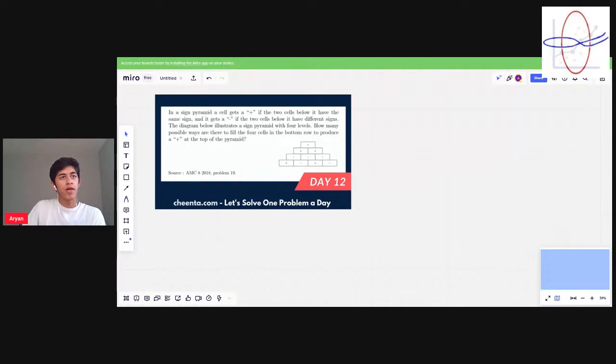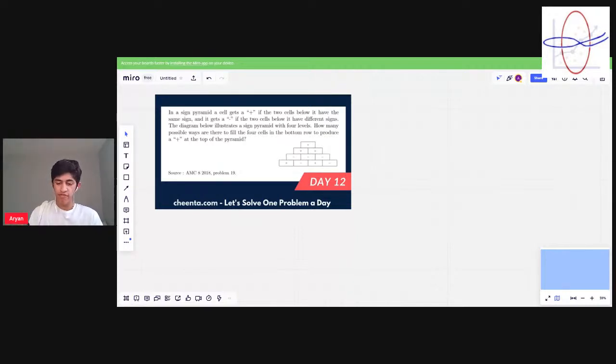So today we're going to be looking at the AMC 8 2018, problem number 19. Let's first read the problem before we start to work on it. The problem says, in a sign pyramid, a cell gets a plus if the cells below it have the same sign, and gets a minus if the two cells below have a different sign. The diagram below illustrates a sign pyramid with 4 levels. And the question is, how many possible ways are there to fill the 4 cells in the bottom row so that we produce a plus sign at the top of the pyramid?